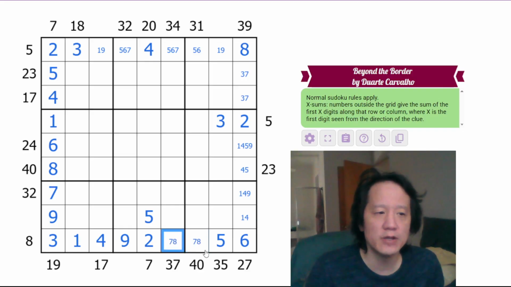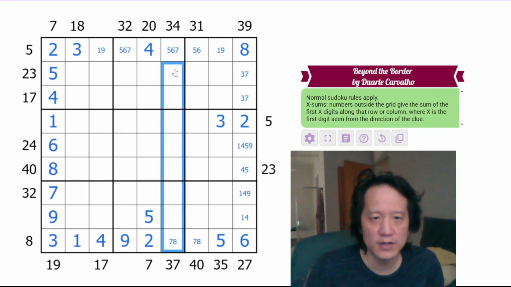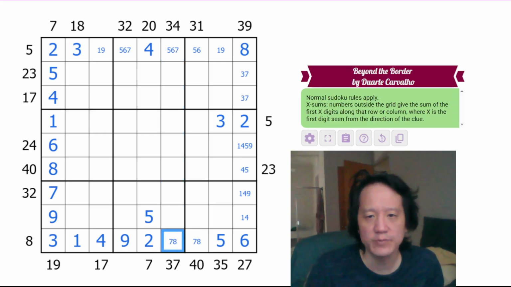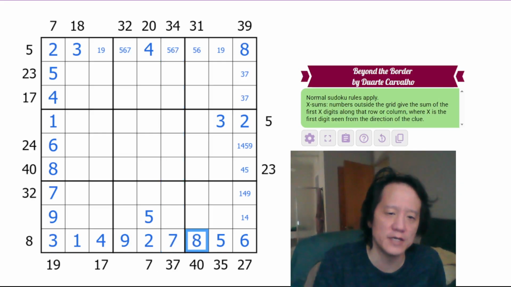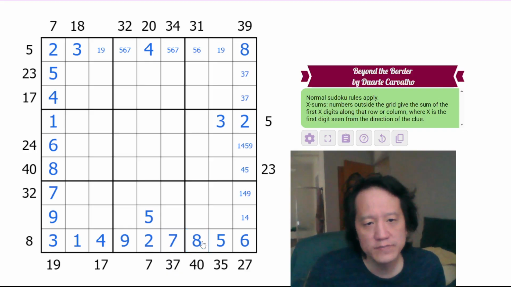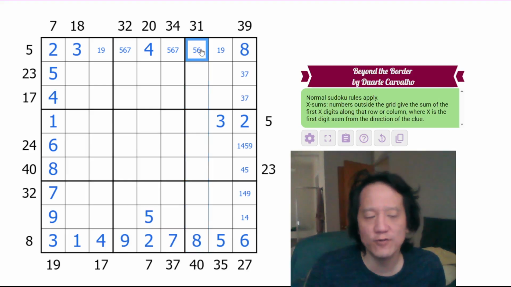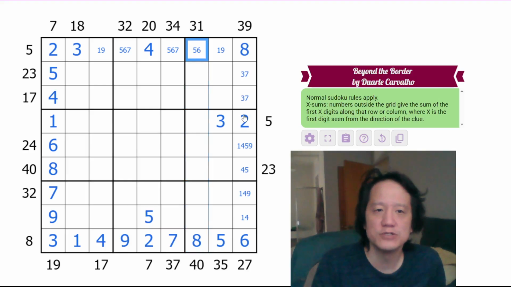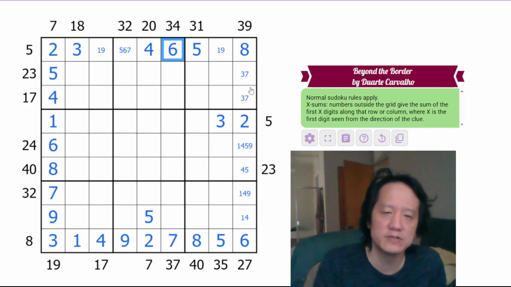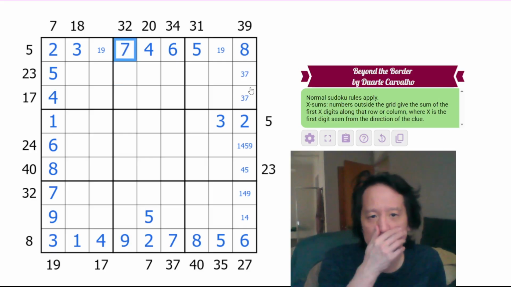Can this ever be 8? If this were 8, the first 8 digits would have to add up to 37, and then the last digit would have to be 8. So this cannot be 8. This has to be 7. This is 8. This 8 means the first 8 digits add up to 40, so the last digit must be 45 minus 40, which is 5. So this is 5. This can't be 5 or 7, so this must be 6, which makes this a 7.